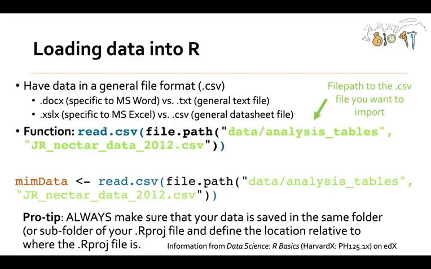So the next thing I want to explain is how to load data into R. The first thing I would encourage you to do is to have data in a general file format. So for spreadsheets, it's .csv or comma separated value format. An example of this that you might be familiar with is a .docx file is specific to Microsoft Word, whereas a .txt file is a general text file. Same with .xl. Oh my gosh, I can never say this.